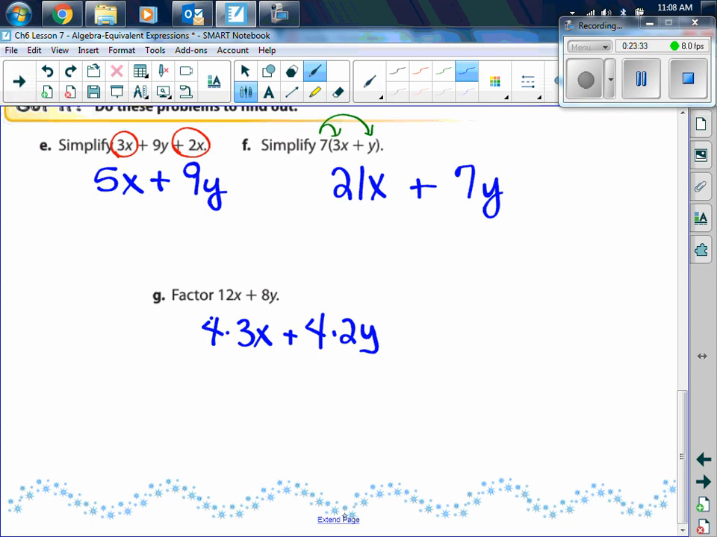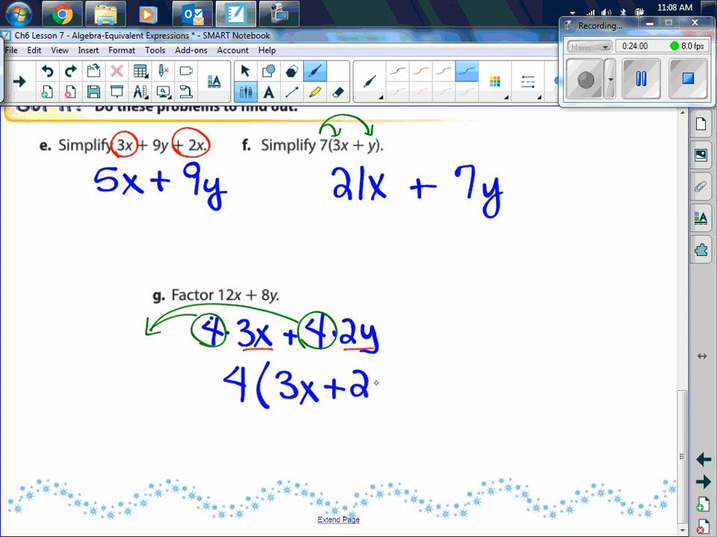So now we can take that GCF out. So now the 4 can come out of the expression. And where does that go? In the front of the parentheses. So the 4 goes in the front of the parentheses. And what is left? 3x and 2y. Very good. 3x and 2y. So that stays in the parentheses. We have 3x plus 2y. And that's your final expression.